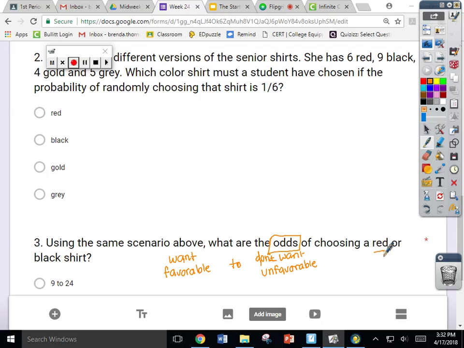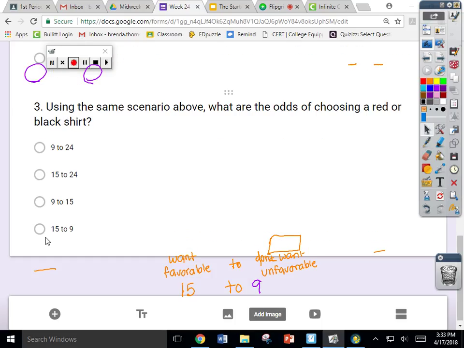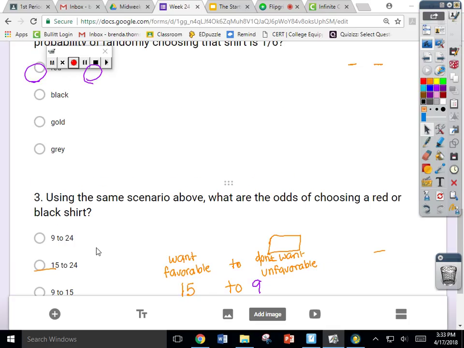Therefore, since they're talking about red or black, that would be these 6 shirts or these 9 shirts. Either one of those would be a favorable outcome. So that's a total of 15 shirts that I could get, and that's what I want, because I want red or black. Don't want would be the unfavorable outcome. So that would be the 4 gold and the 5 gray. That wouldn't satisfy this because they wanted red or black. So this would be 15 to 9. That answer's right here, and that answer is correct.